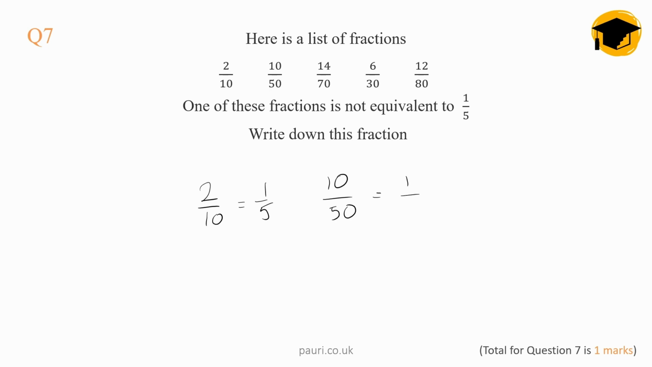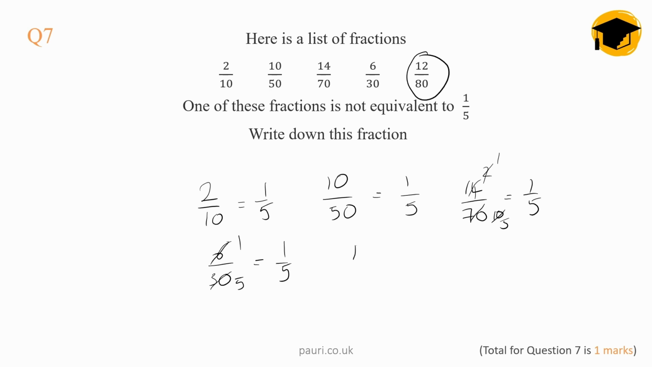Divide top and bottom by 10, that's 1 over 5. 14 over 70, divide top and bottom by 7, so that goes twice, that goes 10 times. You can simplify further, divide top and bottom by 2, we get back to 1 over 5. 6 over 30, what's common in both is 6, that goes once, that goes 5 times, 1 over 5. Therefore, I know my answer should be 12 over 80, but let's try it.